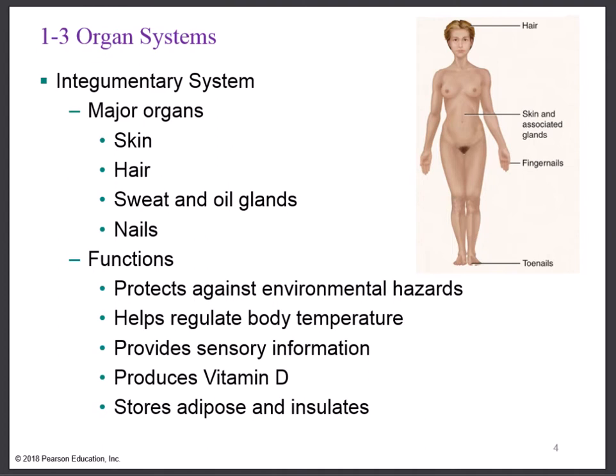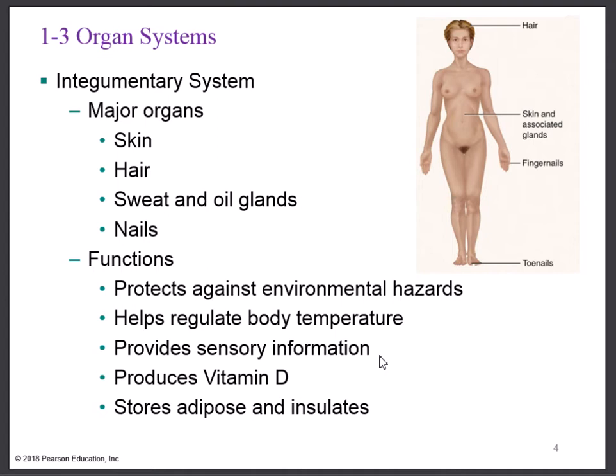Our cutaneous membrane, which is our skin, has receptors for all types of sensation. So it's going to process sensory information and provide sensory information. We have receptors all throughout our skin for pain, touch, pressure, vibration, hot, cold. Anywhere that we were to touch our skin, we would be able to sense. So it does provide sensory information.